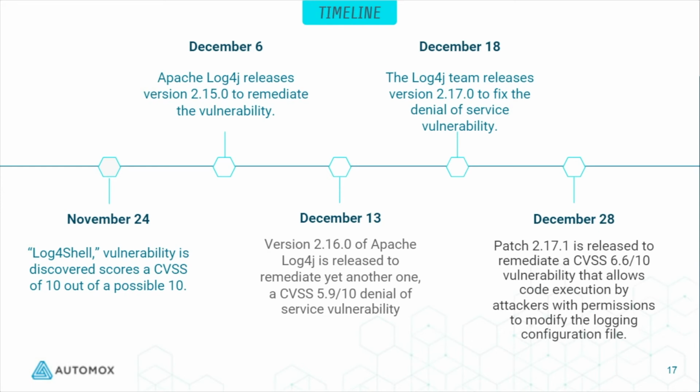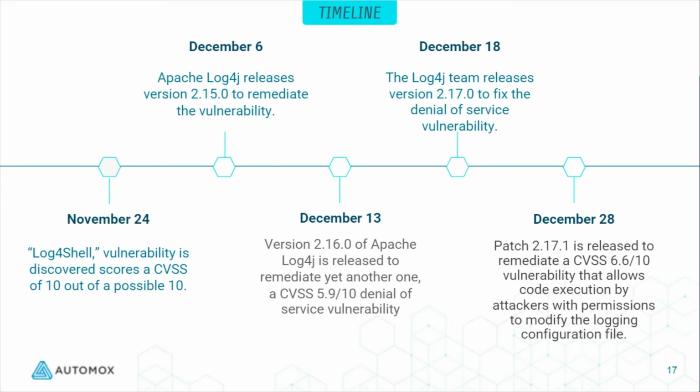On November 24th, security researchers discover the now infamous Log4Shell vulnerability that allows unauthenticated attackers to execute remote code on vulnerable systems. It scores a CVSS of 10 out of 10 because of how easy it is to exploit and remotely execute code. Now on December 6th, Apache Log4j releases version 2.15.0 to remediate the vulnerability.